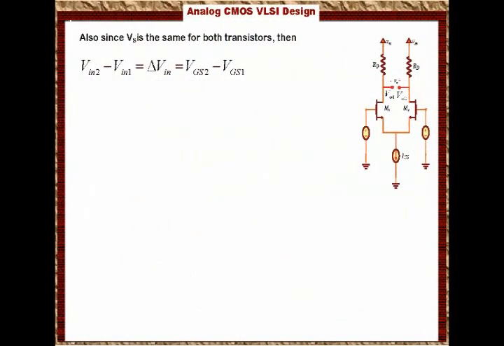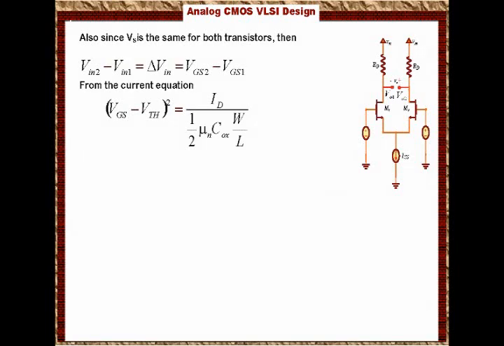And we also know from the current equation that (VGS minus the threshold voltage) squared will equal ID over 1/2 mu n COX times W over L. Now we can solve for VGS. VGS will equal the square root of ID over 1/2 mu n COX W over L, and then add the threshold voltage to it. Now this is the trick.